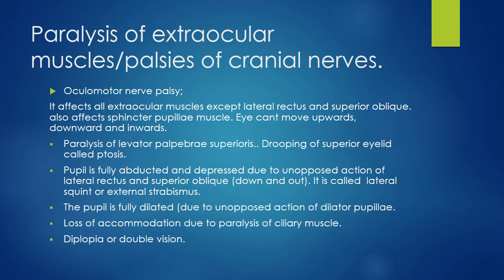Loss of accommodation, we have just discussed the accommodation reflex. The efferent limb is by oculomotor nerve, so it is also due to paralysis of ciliary muscle. And due to squint there is diplopia or double vision.